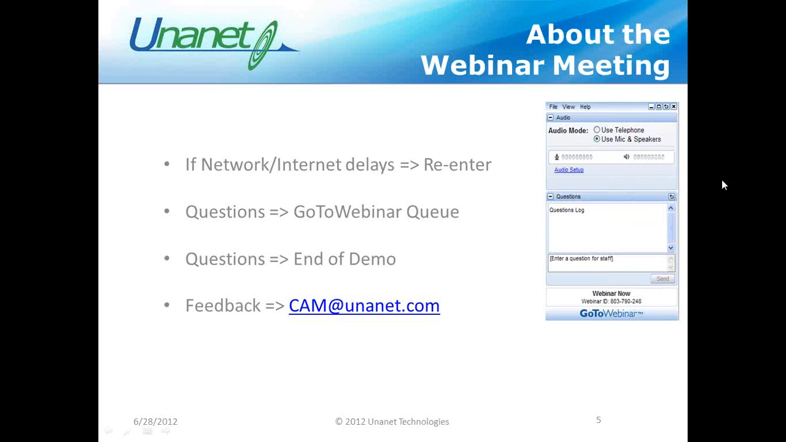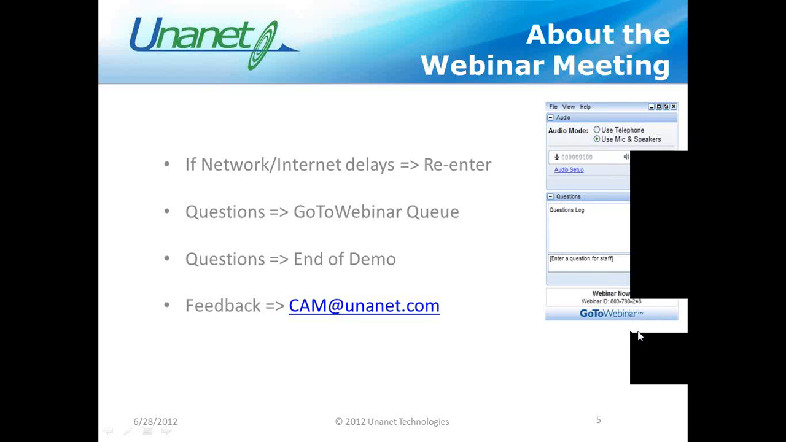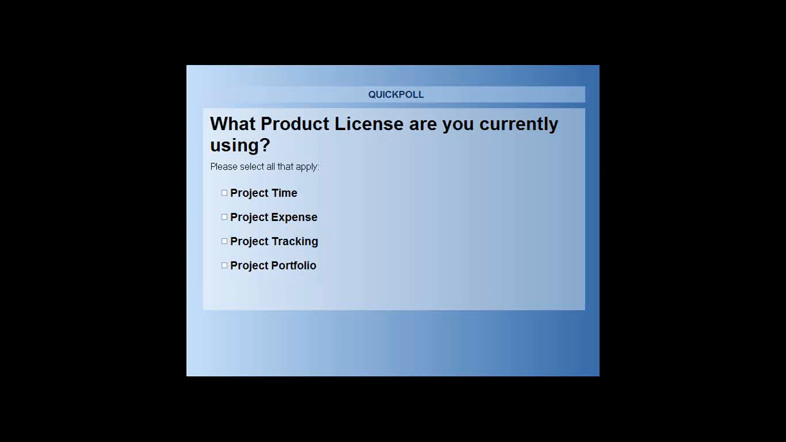So I have a quick poll for you. I want to know, which project license are you using? Just click the option. Is it project time, or is it project expense, tracking, or portfolio? I'll give you a few seconds to click that in, and we appreciate your feedback here. If you just click in the box here and then hit submit, you should be able to submit your response.